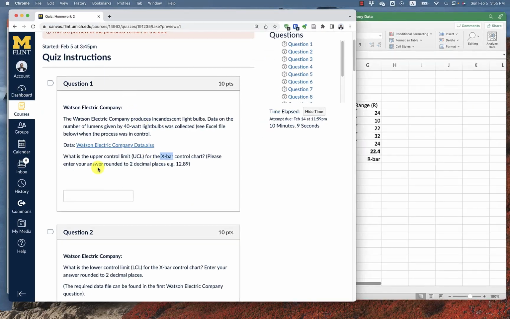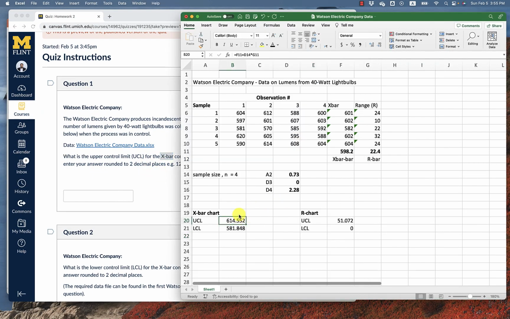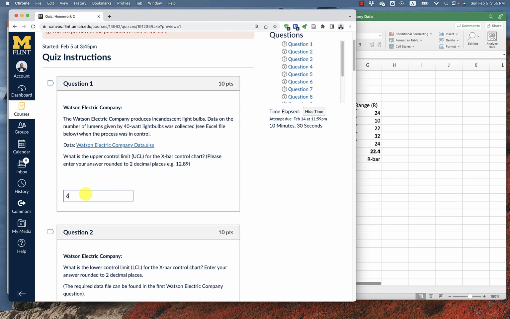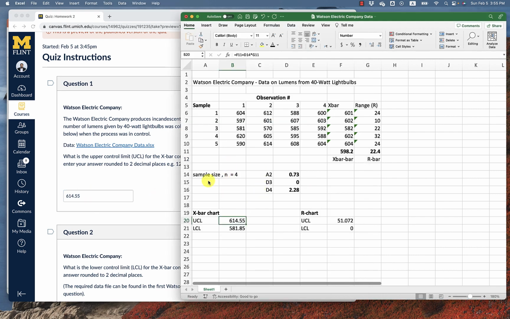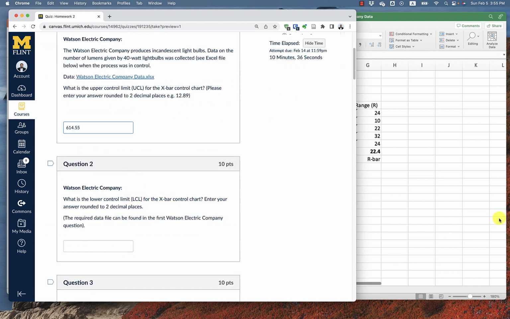Now we go back to our question. The first question asks us for the upper control limit for the X bar chart. That'll be this value. It wants it to 2 decimal places, so we can format in Excel to only show 2 decimal places. And that's going to be 614.55. Okay, question 2, lower control limit, that's going to be 581.85.